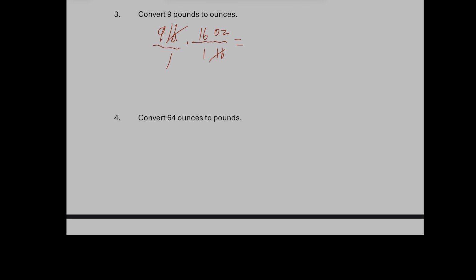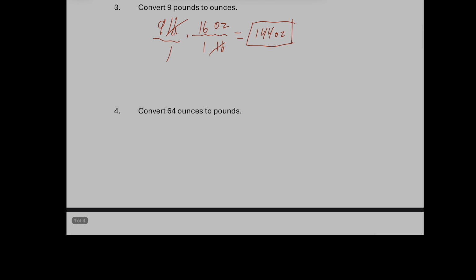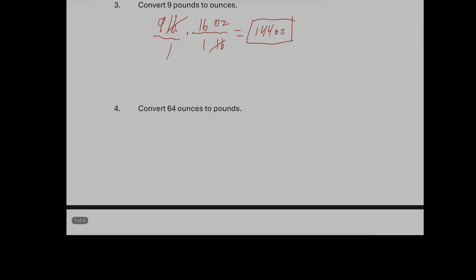What trips people up is they forget, when do I multiply? When do I divide? If you just set it up as a proportion, you don't even have to think about it. It'll set up right for you and it'll just point out. Okay, let's convert 64 ounces to pounds. It's the same thing, just backwards, right?